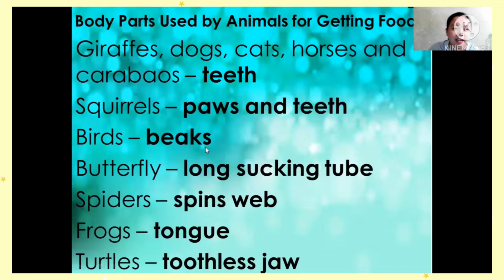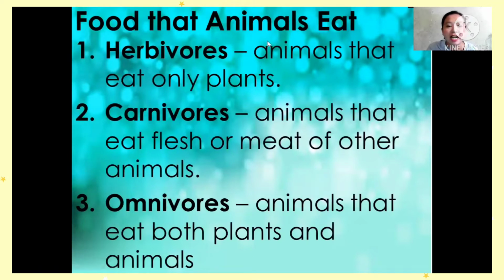Alright? Next, let's have the food that animals eat. So we have three: herbivores, carnivores, and omnivores. The herbivores are the animals that eat only plants like the carabao, cow, rabbit, butterfly, okay? But carnivores are animals that eat flesh or meat of other animals. We have the lions, the tigers. Alright? And the third one is the omnivores. These animals, they are eating both plants and animals like dogs and chicken and cats.